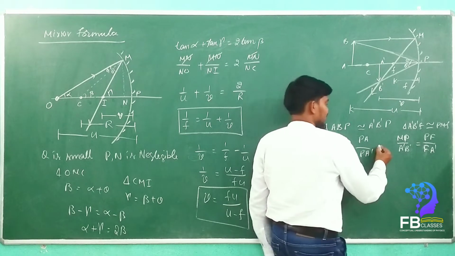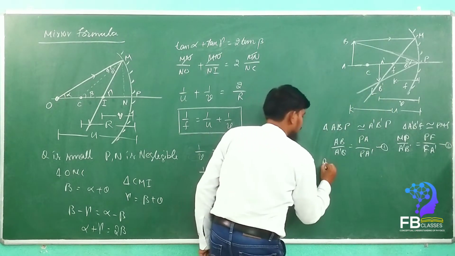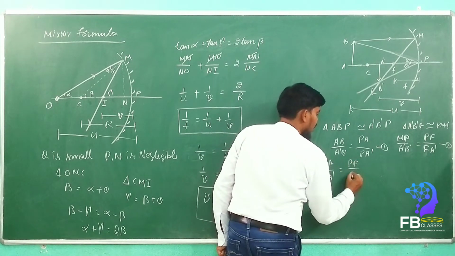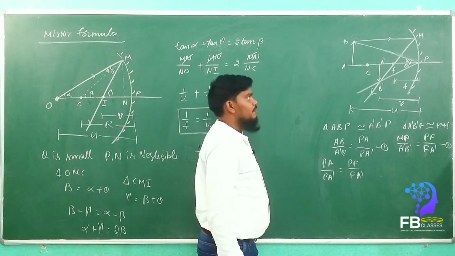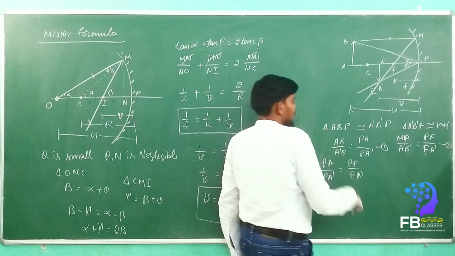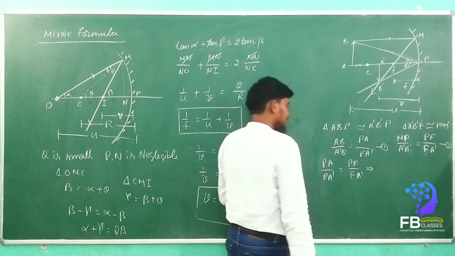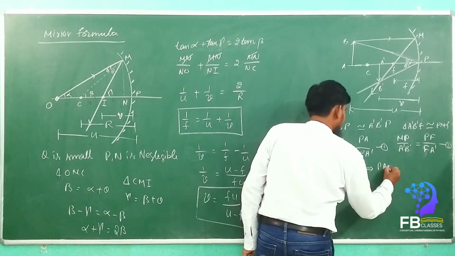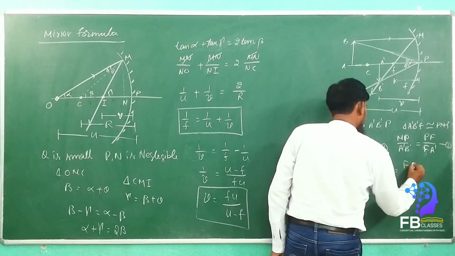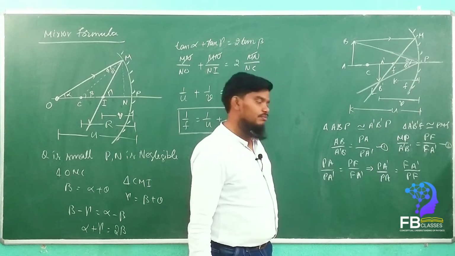In both the equations, if you consider this as equation 1 and equation 2, from 1 and 2 what can we write? PA upon PA dash is equal to PF upon FA dash. Yes or no? Are you getting my point or not? See, from this, what can we write? PA dash upon PA is equal to FA dash upon PF. Got it? Very good.